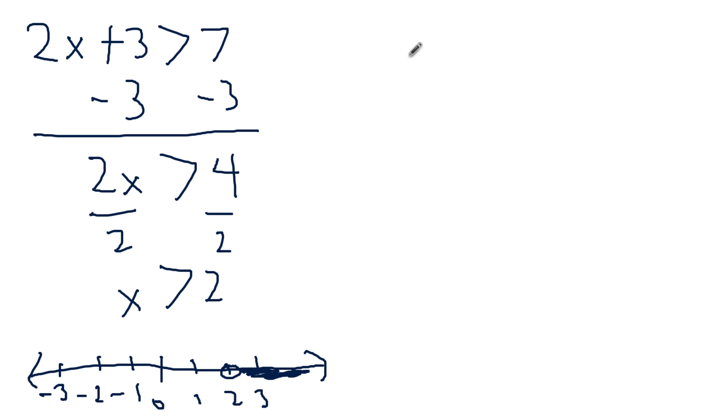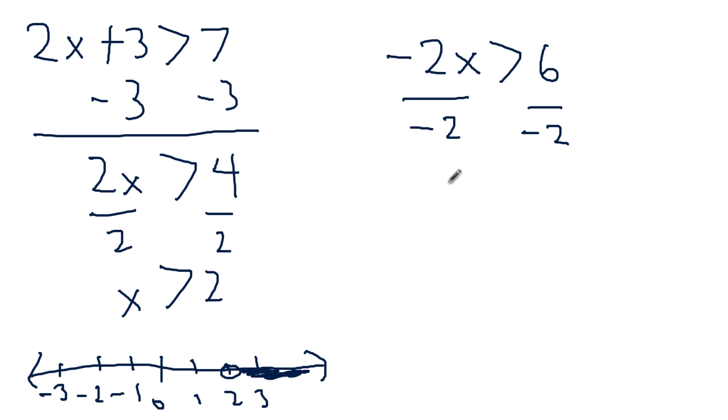Okay, let me give you one more example because there's a special case when you have a negative number. So let's say we did something like -2x is greater than 6, and we'll solve for x. We'll divide both sides by -2, and then so we have x on the left side, -3 on the right side, but then the sign here is actually going to flip. So the answer here is x is less than -3.